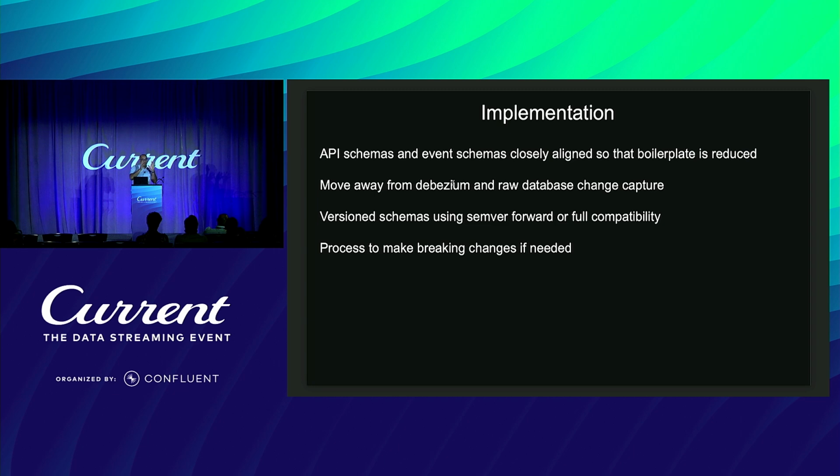Additionally, because now you think of your services as having two interfaces, you can try to keep those APIs and these event schemas aligned so that while implementing your data transfer objects or your beans and all of that can be shared between these interfaces where possible and reduce the boilerplate. Move away from Debezium and raw change capture as a way to expose your data beyond your domain. And then the things that we know from the API world: versioning your schemas, having a clear process on when there are breaking changes, how you want to make those breaking changes, having forward compatibility so that you can add stuff to your events, and so on, right?